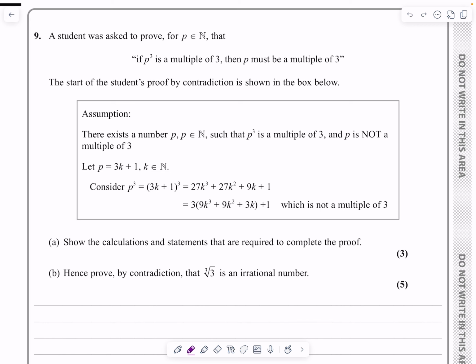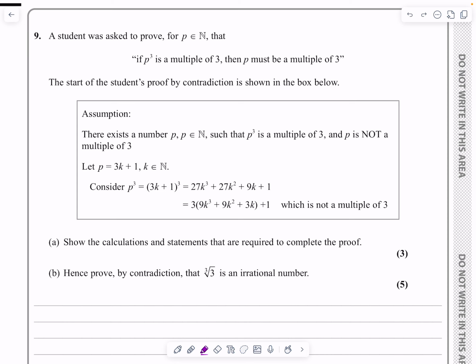What they're doing is a proof by contradiction, but they're starting the proof off for us. So let's just have a quick reminder of what proof by contradiction means. What we're asked to do is prove that if p cubed is a multiple of 3, then p is a multiple of 3, which is true. So how am I going to do that?